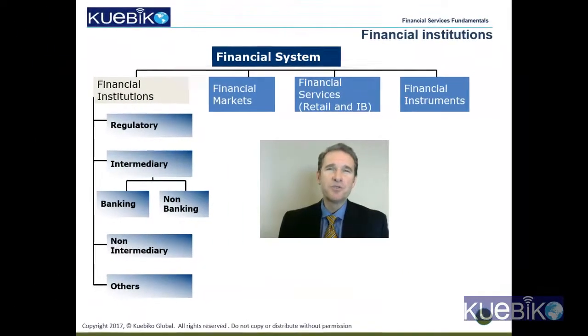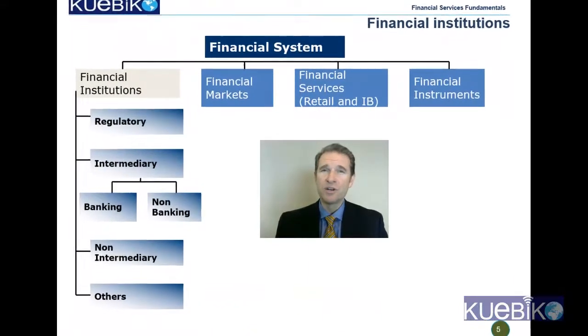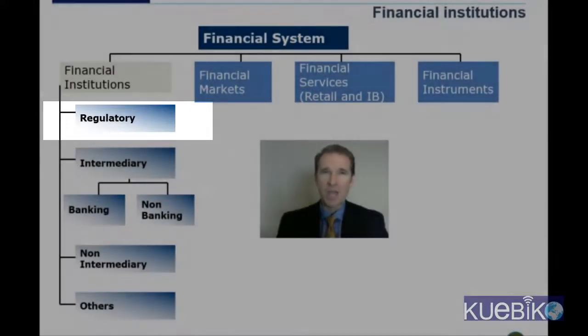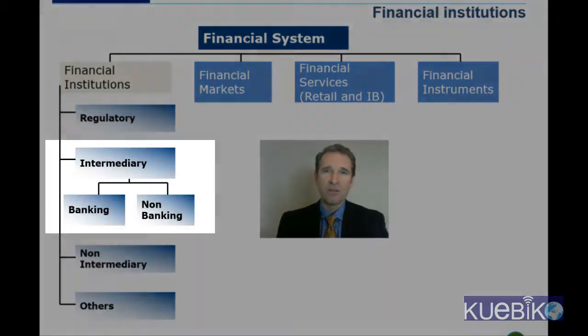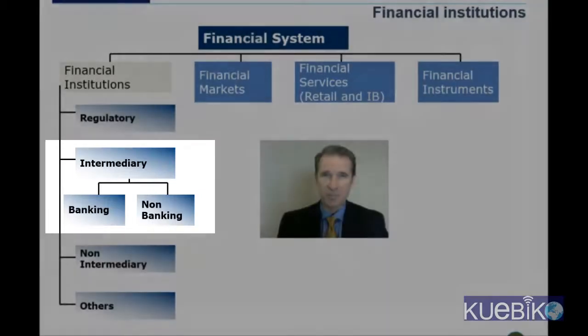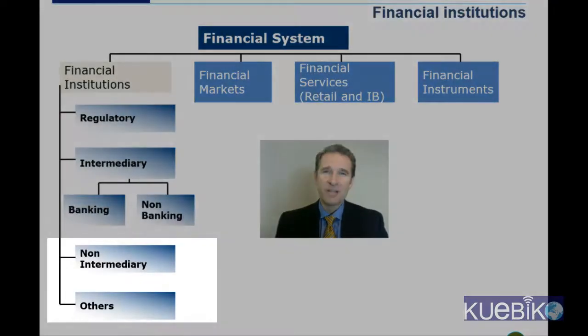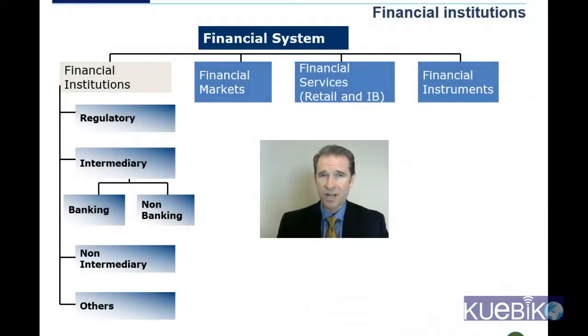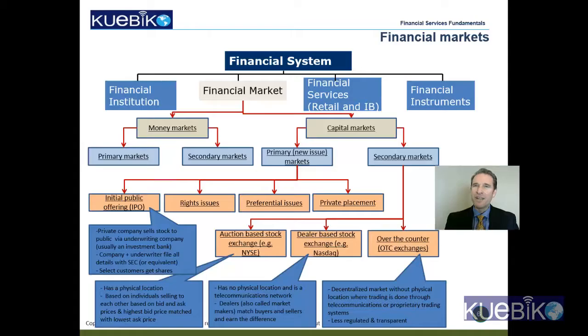The financial institutions can be first regulatory watchdogs like the SEC, Fed, or FINRA, or ratings agencies like Moody's, Fitch, or Standard & Poor. Second, intermediaries, which are typically big and small banks. There are also non-bank intermediaries like mutual funds, hedge funds, and insurance companies. And third, non-intermediary organizations like clearinghouses, for example, the DTCC, Fedwire, NACHA, and OCC, and exchanges like the New York Stock Exchange or NASDAQ.